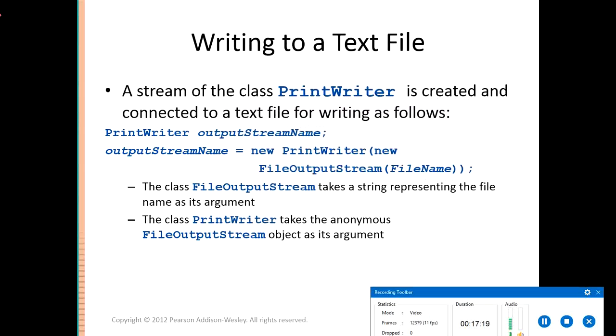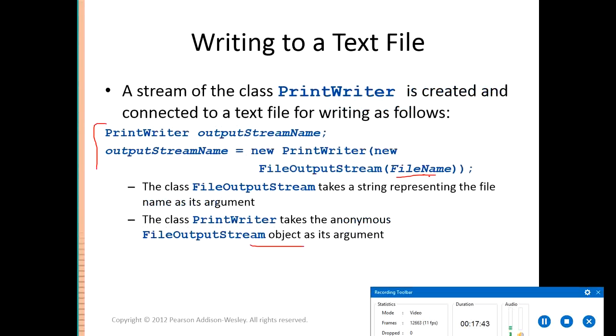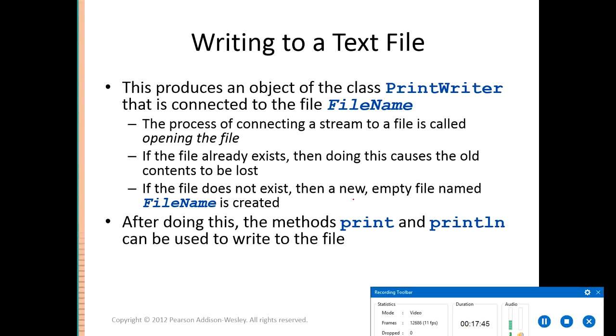Alright, moving ahead, a stream of class printwriter is created and connected to the text file. So printwriter takes the anonymous file output stream object as its argument. So this is the syntax. We create the object of the printwriter and here we pass the file name as the argument. This produces an object of the class printwriter that is connected to the file name.